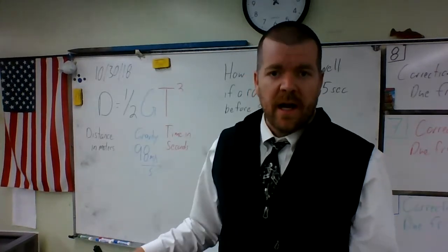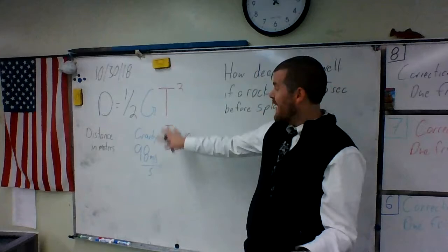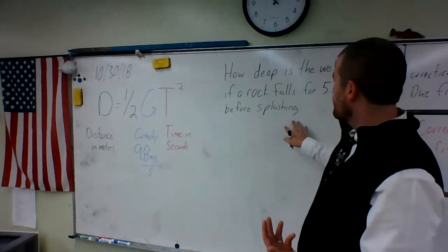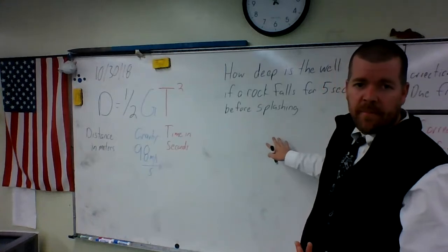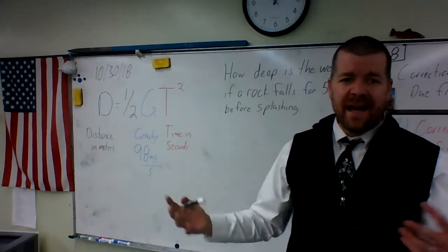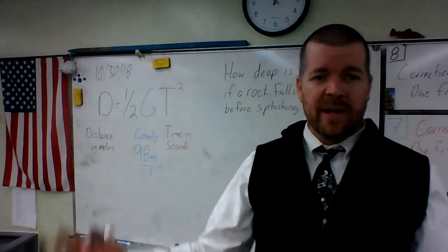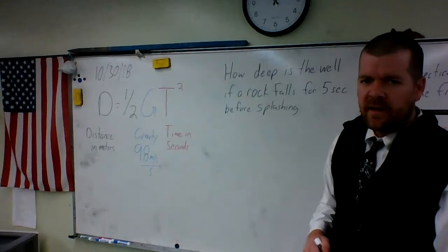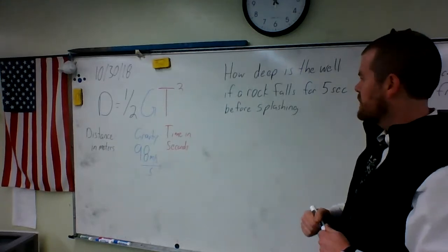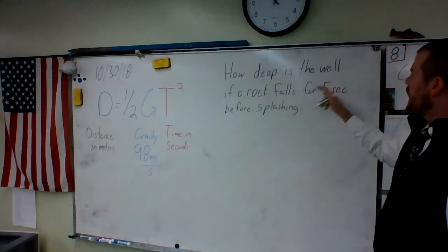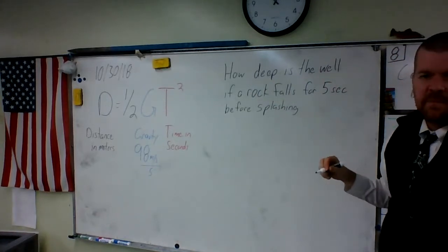Using a question. Now remember, we could do this without this. We saw how to do that in class. We could figure out the depth of the well with a 5-second drop time. But it's hard. We have to find average velocities per every interval of time, for every second, and that's kind of annoying. So we're going to do it a slightly quicker way using distance equals 1/2 gt squared. So let's read the problem first. How deep is the well if a rock falls for 5 seconds before splashing?